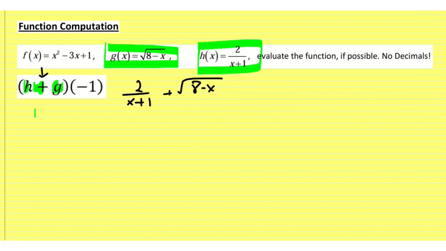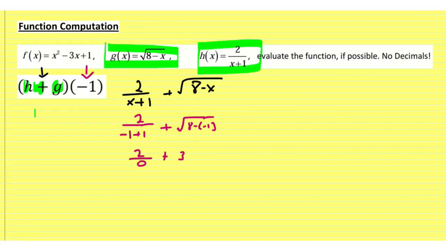Okay, now I'm going to evaluate them for negative 1. So this is going to be 2 divided by negative 1 plus 1 plus radical 8 minus 1. Okay, so if I work it down, I ended up with 2 divided by 0. And this over here would be 8 minus 1, which means 8 plus 1, which is 9. And the square root of 9 is 3.